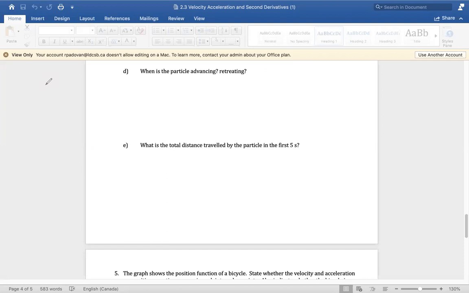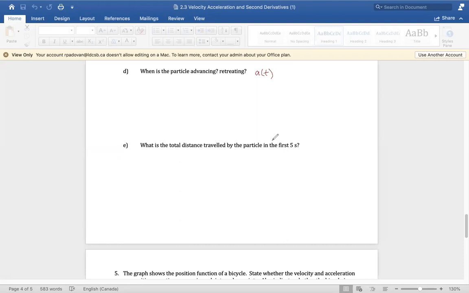So if I'm looking at my velocity function, or if I'm advancing or retreating, I need to look at my acceleration, right? There are two different ways we can look at this. I'm debating whether to show you the graph first or look at it a different way first. Let's refer back to C.